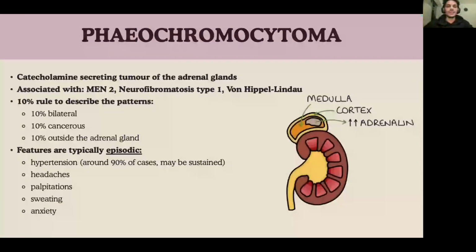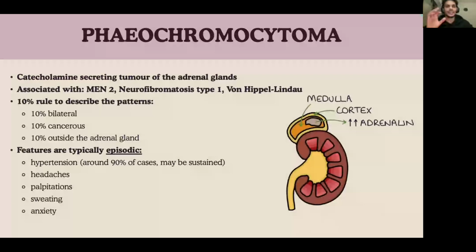It's very rare as well, but very high yield for medical school examinations. The catecholamine secreting tumor of the adrenal glands, which is basically adrenaline and noradrenaline. There is a 10% rule. It's a bit outdated now, but it's something. 10% are bilateral, 10% are cancerous, and 10% are outside the adrenal gland.